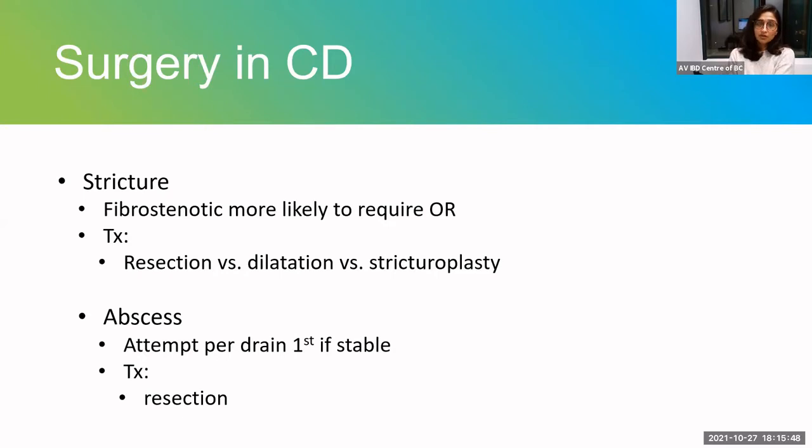So a patient with Crohn's disease could present with a stricture, and the fibrostenotic type strictures are the ones that are more likely to require an OR. The treatment for strictures in Crohn's disease includes a resection versus an endoscopic dilation or a strictureplasty. So these are the 3 types of options that we have to treat strictures in Crohn's disease.